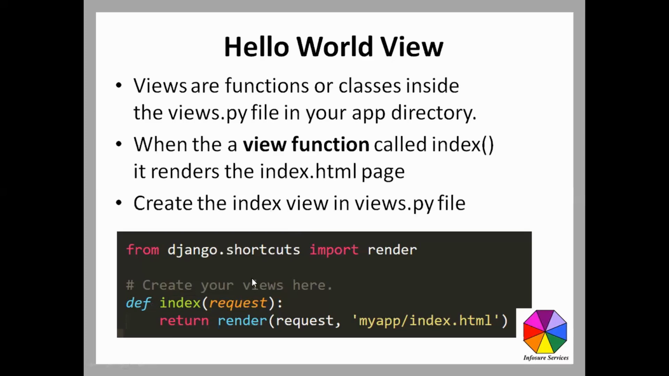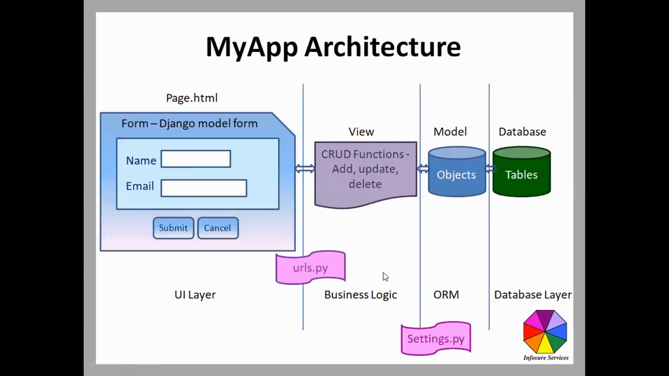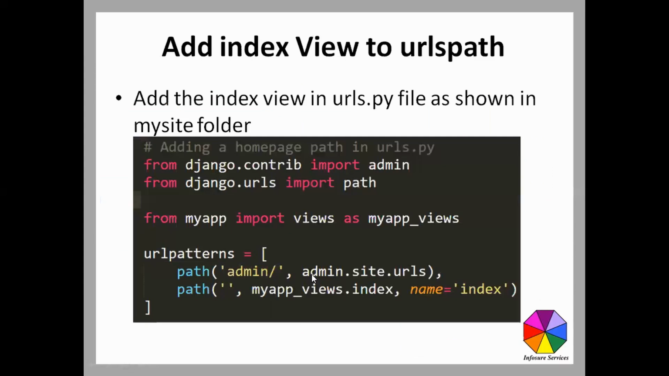Okay, this creates the index view. And now to link the view to the route, we don't have decorators here. I will show you. There is a urls.py. So the urls.py appears like this. Add the index view which you created in the views.py into this urls.py.